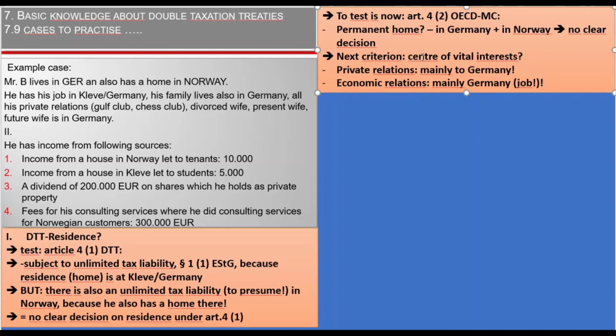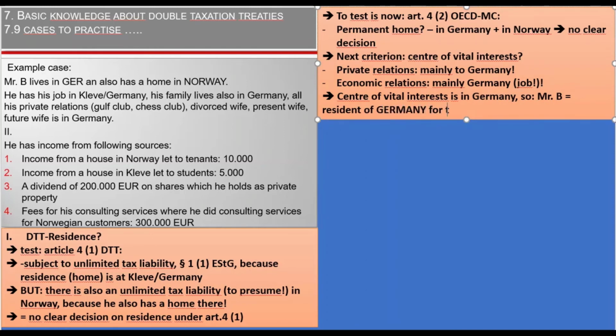The Norwegian customers are served probably from Germany here. And well, the dividends, don't know if that established such a strong economic relations here. Seems to be clear that center of vital interest is in Germany. So Mr. B is resident of Germany for the DTT purposes.